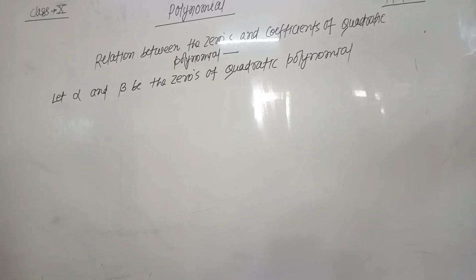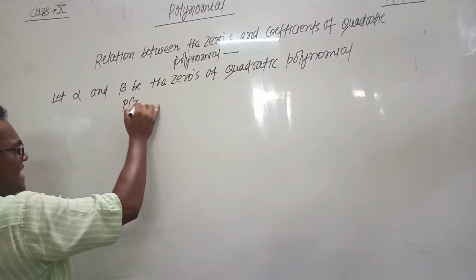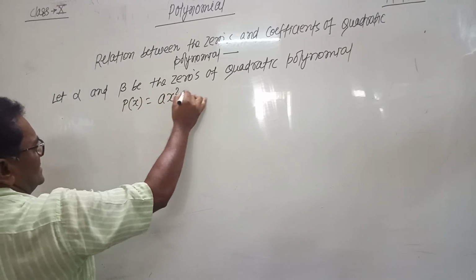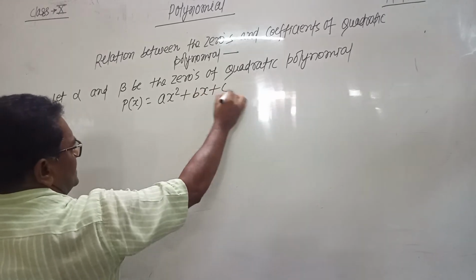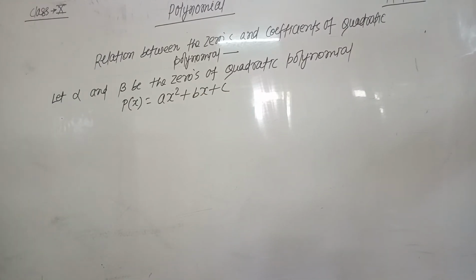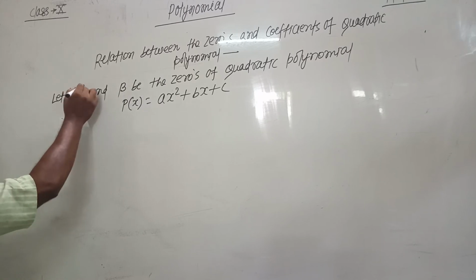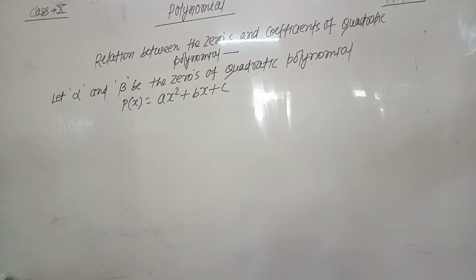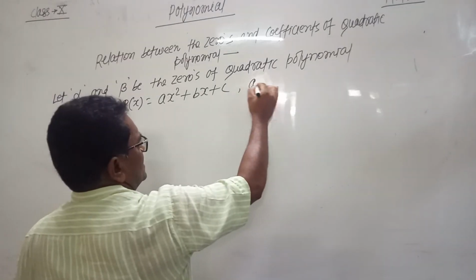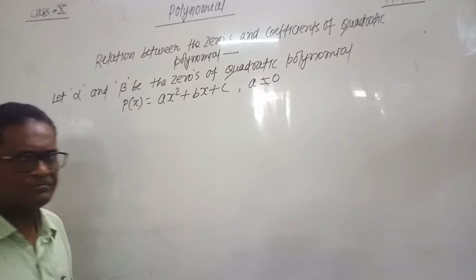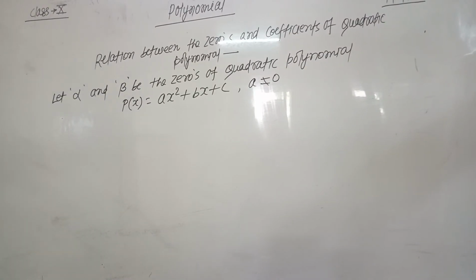Let alpha and beta be the zeros of the quadratic polynomial P(x) equals ax² + bx + c. This is a quadratic polynomial, and we have supposed that alpha and beta are the two zeros of this polynomial, where a should not equal 0.